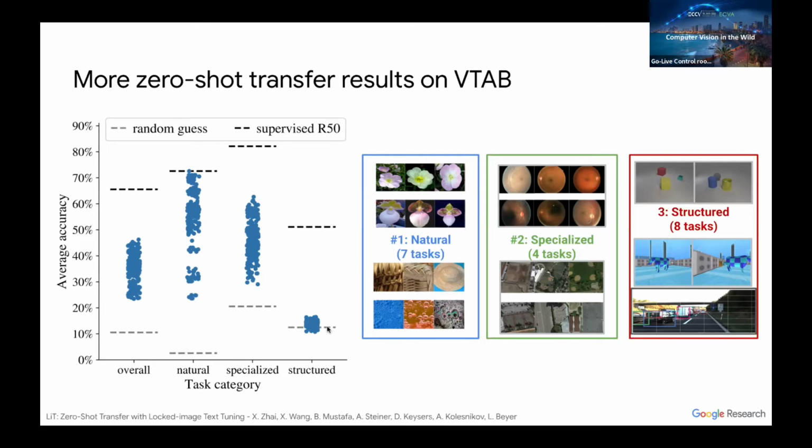We also tried prompt engineering on how to write a good text prompt for the structured tasks, like the distance. The original dataset just shows the integer number as a distance, but in our case, we try to write it's close, it's far, and also write in different formats. It doesn't help too much. So this leaves a lot of headroom for future work, on how to use this zero-shot transfer for unseen downstream tasks like robotic control.